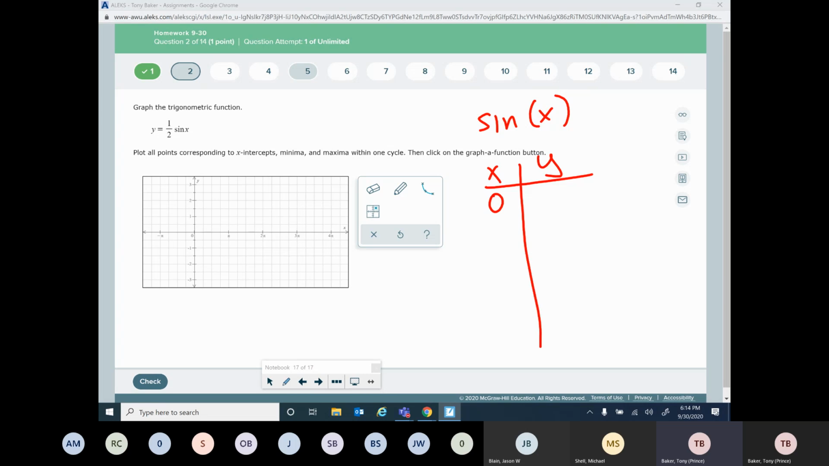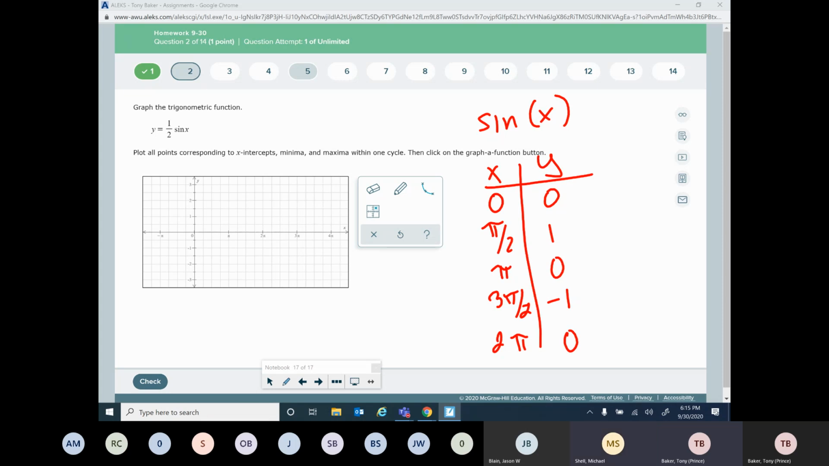If we look at the sine function, my special points are 0, pi over 2, pi, 3 pi over 2, and 2 pi. At 0, my sine is going to be 0. At pi over 2, it's 1. Pi is 0. That one's -1, and that one's 0. So that's the parent function for sine.